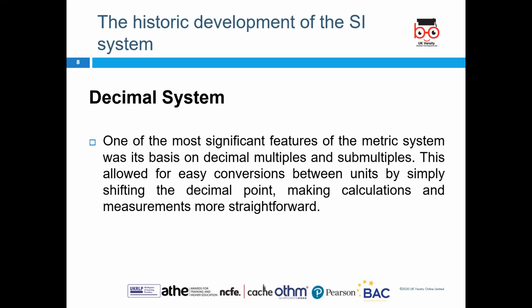So the decimal system. The decimal system was one of the most evolved forms of the metric system, and it was based on decimal multiples and submultiples. This allowed conversion between units by simply shifting the decimal point, making calculations and measurements more straightforward. So the decimal system was one of the first stages of evolution of the SI unit.